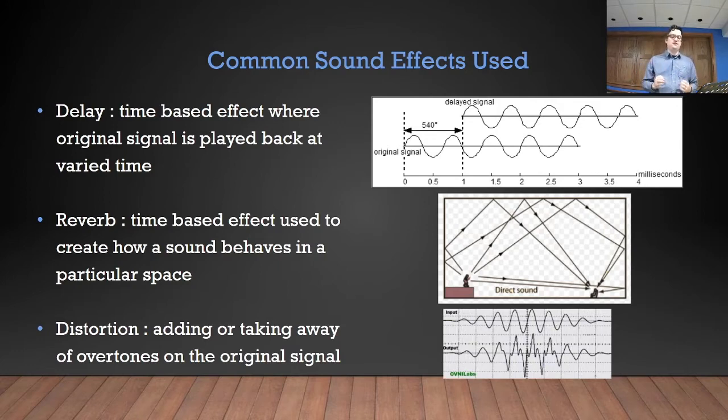Distortion is another commonly used effect, and that's the idea of adding or taking away overtones of the original signal. If you look at the picture on the right, you'll see a sine wave as the original input signal, and then the altered sine wave as the output signal. So we add some more peaks and valleys into the signal. And this often results in a fuller and sometimes less focused sound.